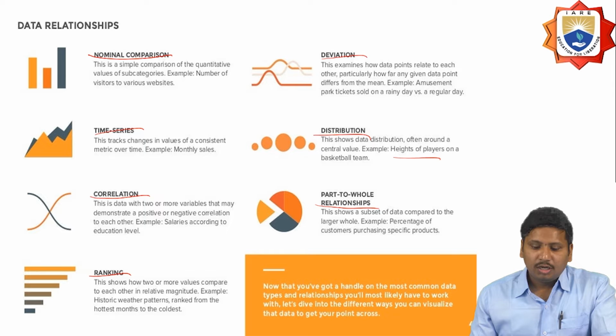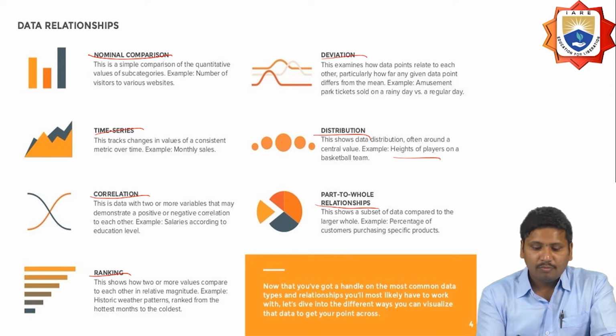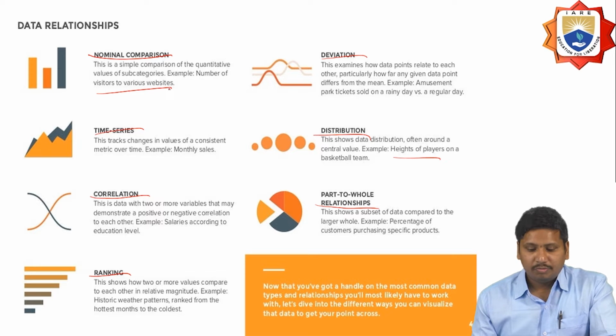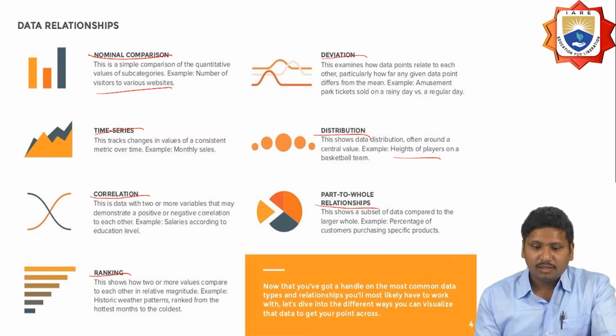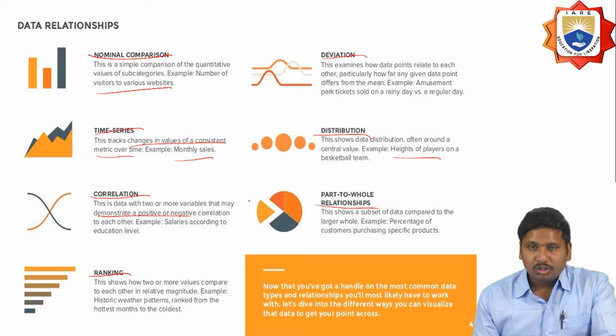Okay, so the nominal comparison means a simple comparison of quantitative values. Example, number of visitors to various websites. And time series tracks changes in values of a consistent metric over time, so that should be monthly sales. And correlation is data with two or more variables that may demonstrate positive or negative correlation with each other. And ranking shows two or more values compared to each other in relative magnitude, so that should be historic weather conditions, patterns and all.